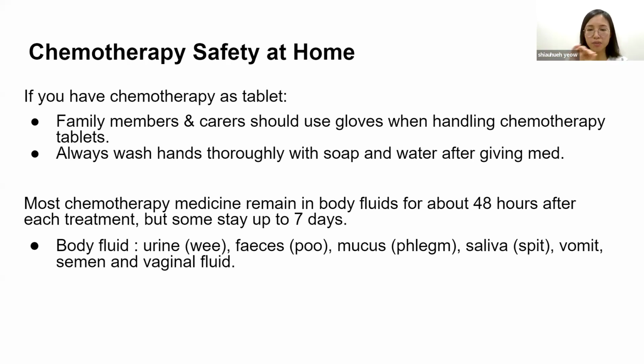Before that, body fluids include urine, your poo, your mucus like phlegm or saliva, your vomit, semen, or vaginal fluid. These are the things that can come into contact with your family members and pass on to another person, actually causing harmful side effects.